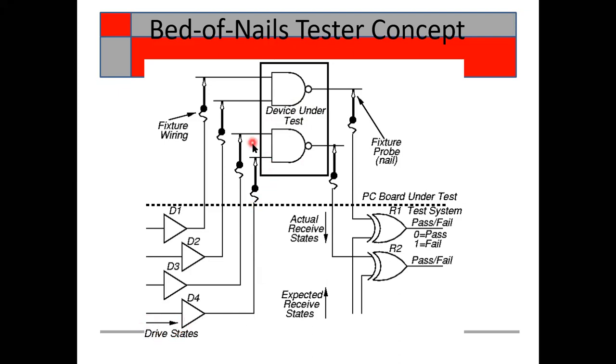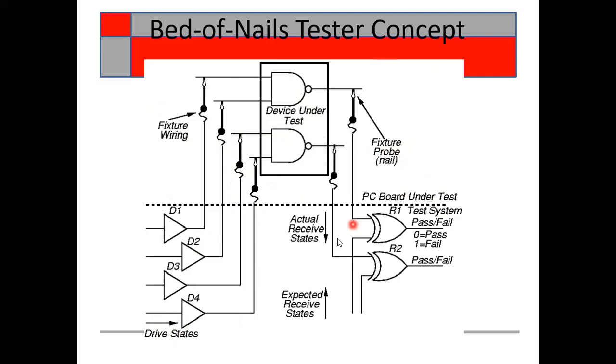After the driver of those gates, we are applying the input to those gates and finding out its output. That output is nothing but the probe nail, or here the fixture probe nail, and that part is nothing but the PCB under test part.